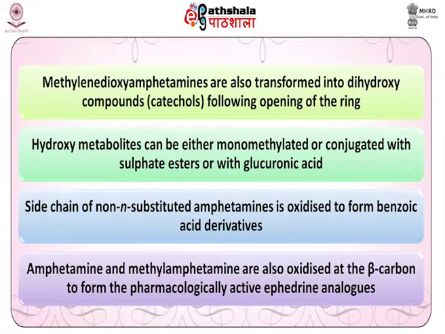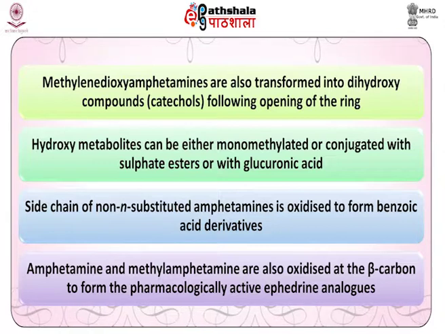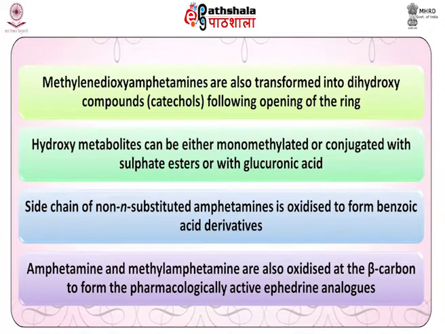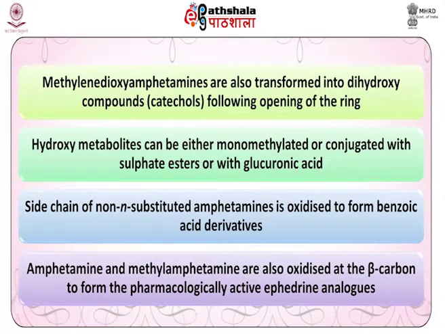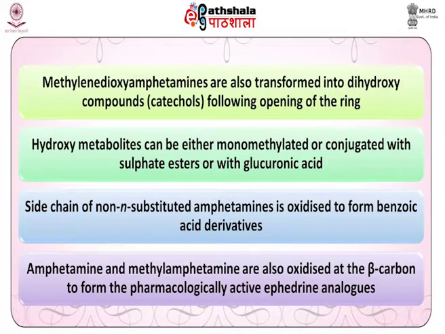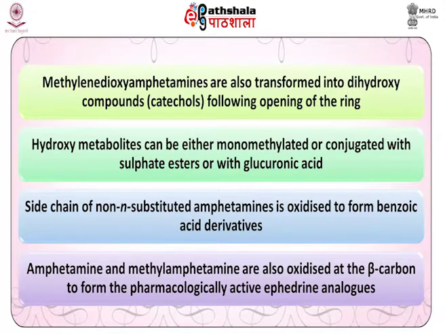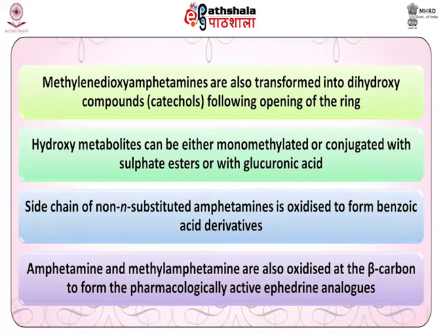The side chain of non-N-substituted amphetamines is oxidized to form benzoic acid derivatives, for example amphetamine, which are excreted as the glycine conjugate or the sulfate or glucuronide conjugate. Amphetamine and methylamphetamine are also oxidized at the beta carbon to form the pharmacologically active ephedrine analogues.